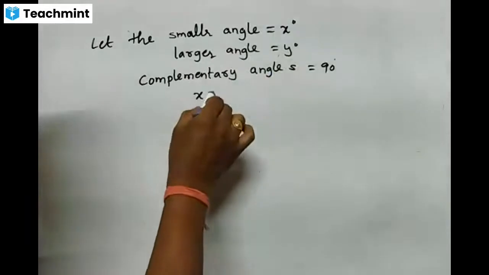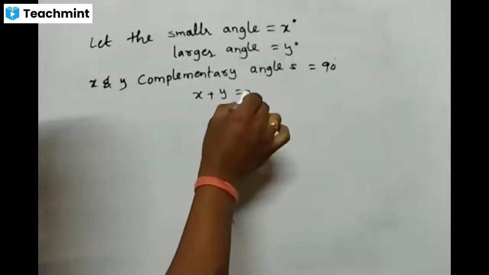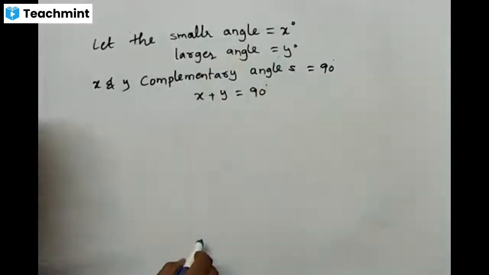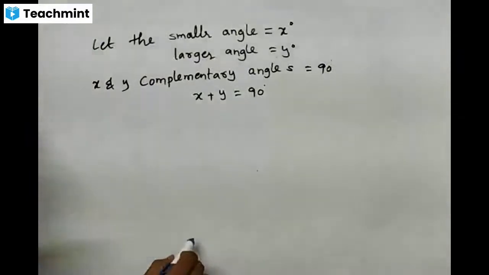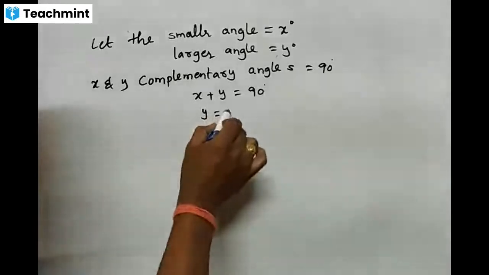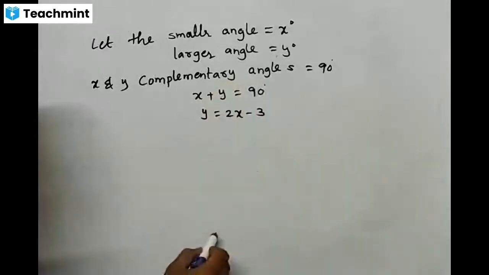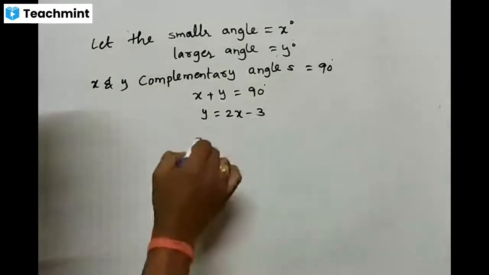X plus y together is 90. Now, what is the condition given? The larger angle is 3 less than twice the measure of the smaller angle. The larger angle is y, 3 less than twice the measure of the smaller angle, right? So y is nothing but 2x minus 3.